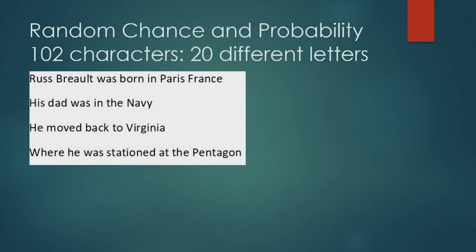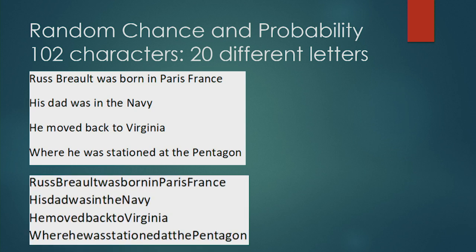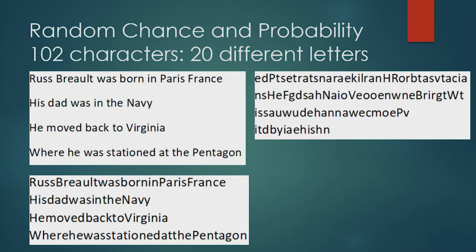Russ Briel, that would be me, by the way, was born in Paris, France. His dad was in the Navy. He moved back to Virginia, where he, meaning Dad, was stationed at the Pentagon. So now let's take out all the gaps in here. And I submitted this to an online randomizer, as if you took all those letters and just jumbled them up. And so this is what they sent back.